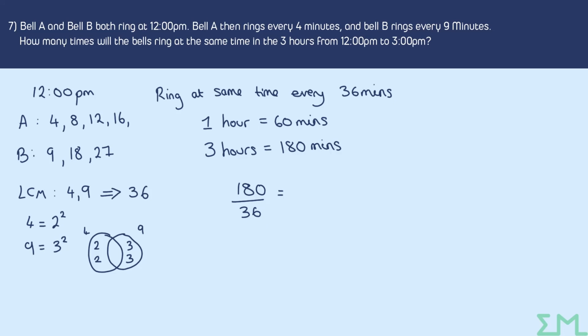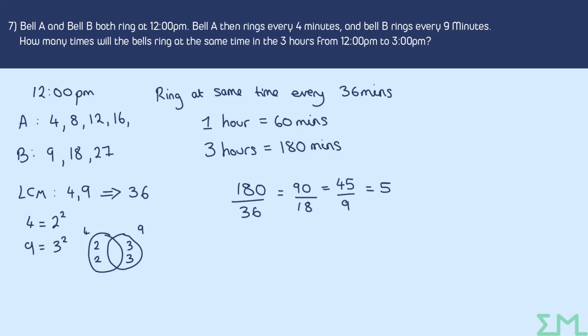This would be on a non-calculator paper, so we have to do this in our head. The easiest way to deal with a division like this is to simplify the fraction. I can halve both the top and the bottom. 180 halves to 90, and 36 halves to 18. I can keep doing this until the calculation is much nicer. 45 divided by 9 should be something that's fairly easy to do, because we know our times tables very well. 45 divided by 9 is 5.